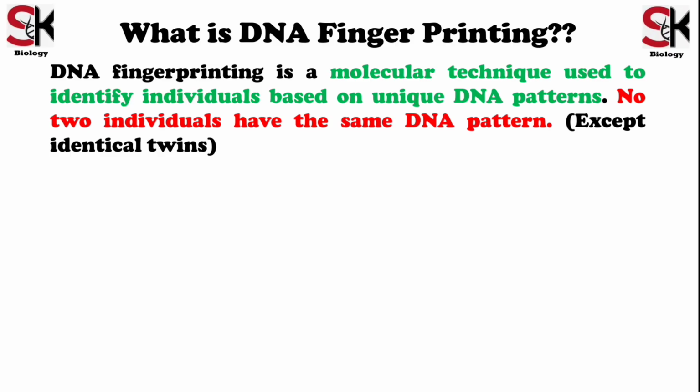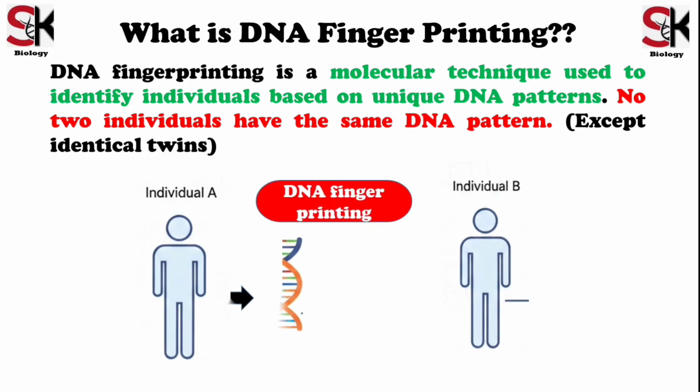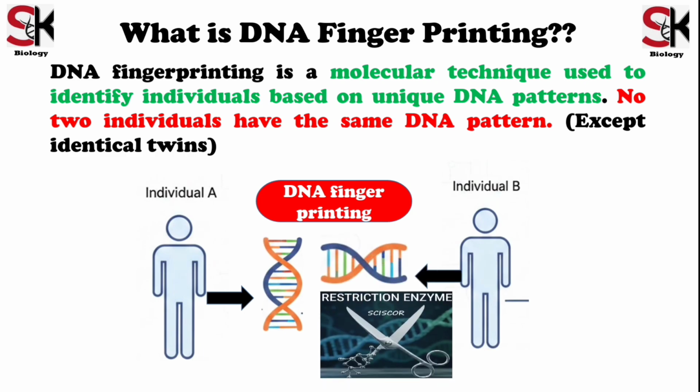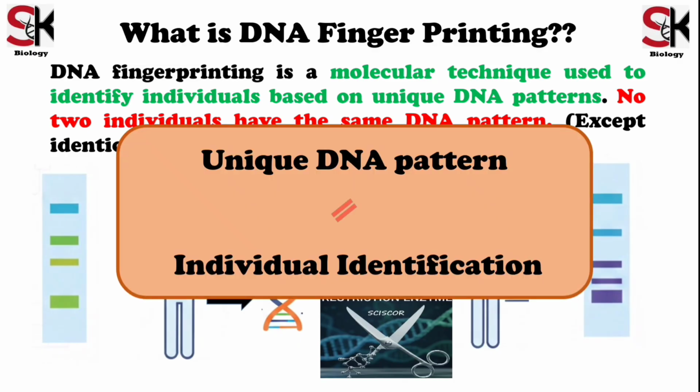Let us understand it with an example. Suppose there are two individuals A and B, and we want to check their DNA pattern. Firstly, we need to isolate DNA from each person, and then this DNA is fragmented using molecular scissors called restriction enzymes. After cutting, each person will produce a different pattern on agar gel. This pattern is due to differences in DNA sequence, the basis of DNA fingerprinting. These unique patterns are used for individual identification.